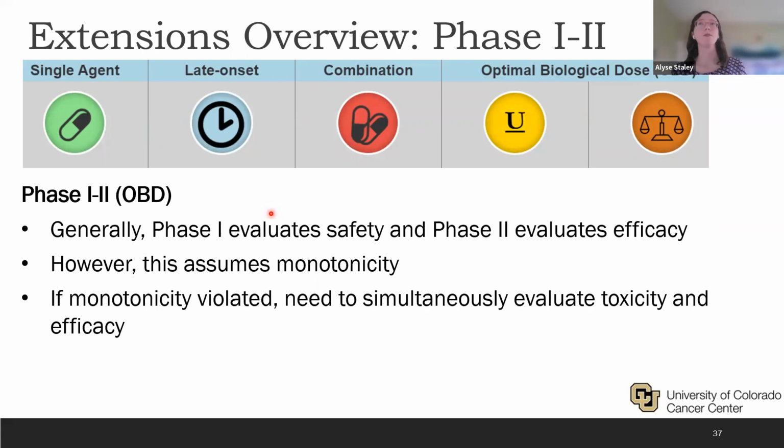Additionally, there's an extension called the optimal biological dose, which combines phase 1 and phase 2. In general, phase 1 evaluates safety and phase 2 evaluates efficacy. However, this assumes monotonicity, or as the drug becomes more toxic, it also becomes more effective. In cases where this isn't believed to be true, we need to simultaneously evaluate both toxicity and efficacy in the same phase.